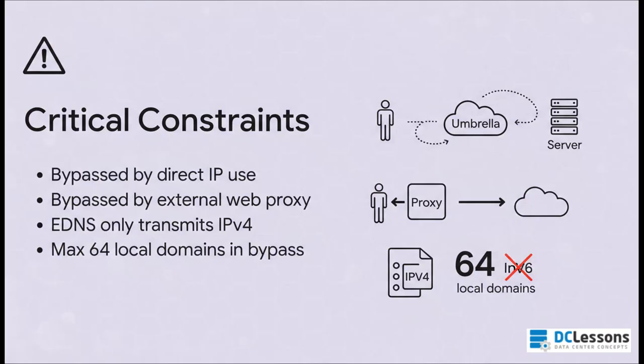Now for the constraints, and these are absolutely crucial to understand. First, remember, this is DNS layer security. If an app uses a hard-coded IP address, it doesn't use DNS, so it bypasses this policy. Same thing if you're already using an external web proxy. There are also a few technical limits to know about, like the eDNS record only carrying the host's IPv4 address and a cap on how many local domains you can explicitly bypass.